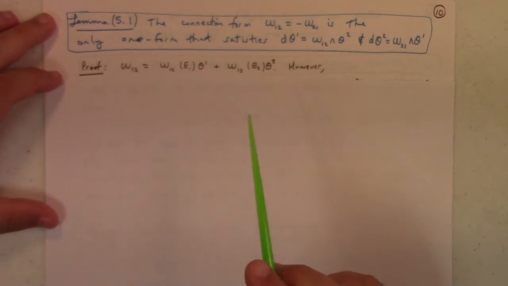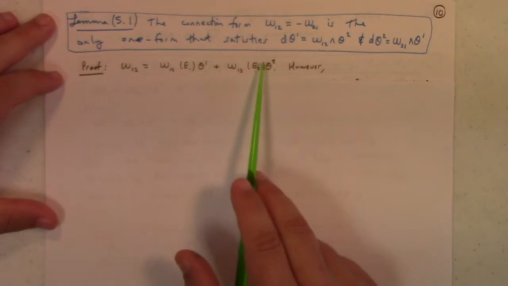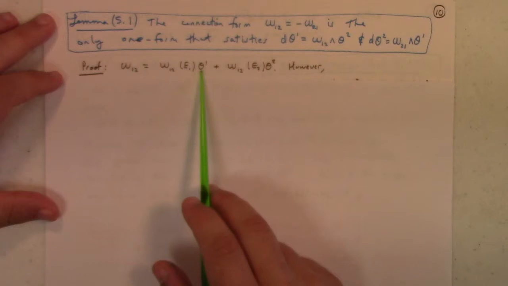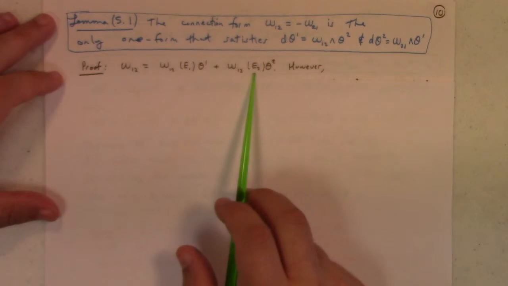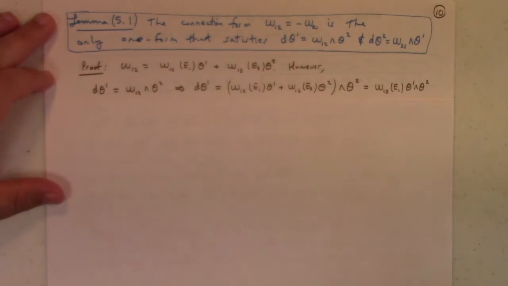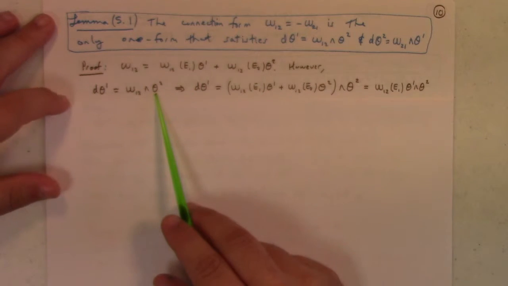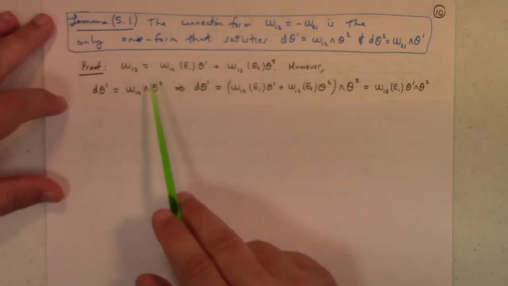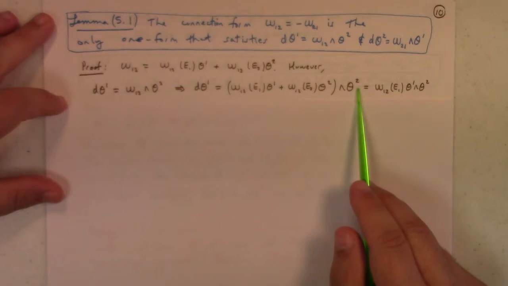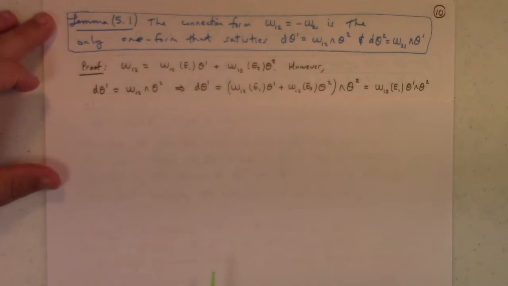I use the orthonormal expansion of the coframe. Omega 1 2 is omega 1 2 (E1) theta 1 plus omega 1 2 (E2) theta 2. However, I also have that d theta 1 is equal to omega 1 2 wedge theta 2. So I can plug this expression for omega 1 2 in. Of course the theta 2 wedge theta 2 drops out, that's 0, but theta 1 wedge theta 2 is here. So you get omega 1 2 (E1) theta 1 wedge theta 2.